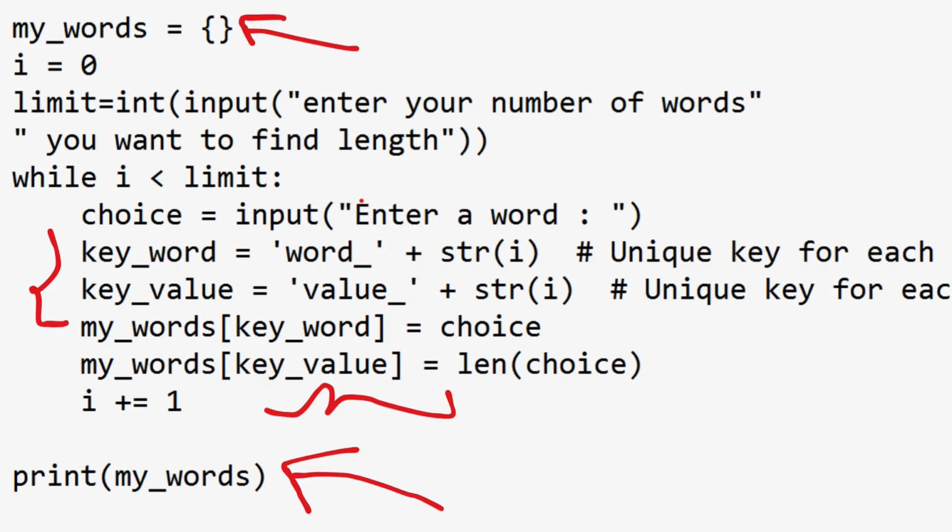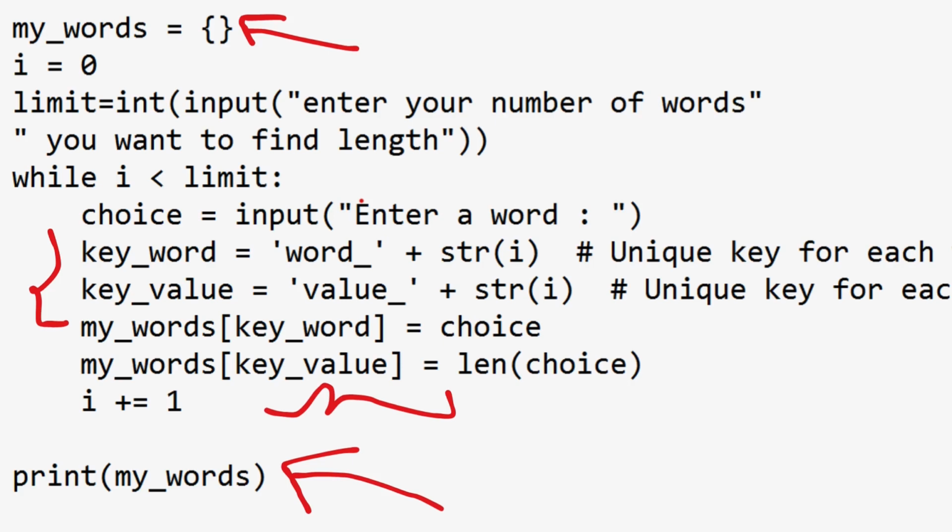Now we are going to add both of them inside the dictionary named my_words. So in my_words, in the square brackets, we add keyword, whose value right now is word_0, and we assign the choice variable, which is cat. So word_0 is cat. And in my_words of key_value, the value of key_value is value_0, and the length of choice, the length of cat, is 3. So value_0 will have the value 3.